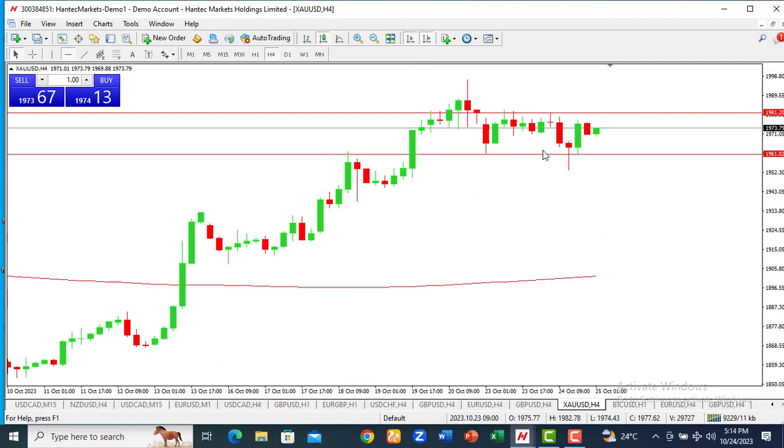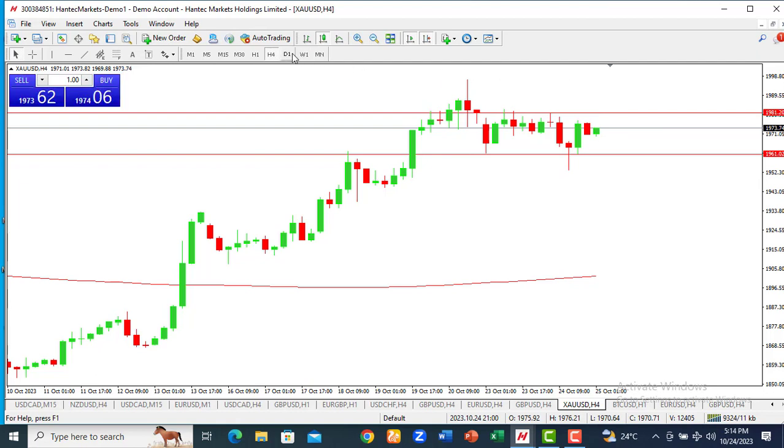So if this range is still ranging, don't buy, don't sell. But if you want to buy gold, for me personally, I would say gold is for a buy, right? But I can't buy until there is a bullish breakout. So if there is a bullish breakout above, that's when you now think of buying.